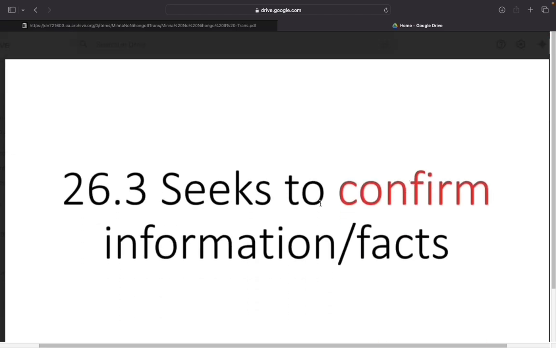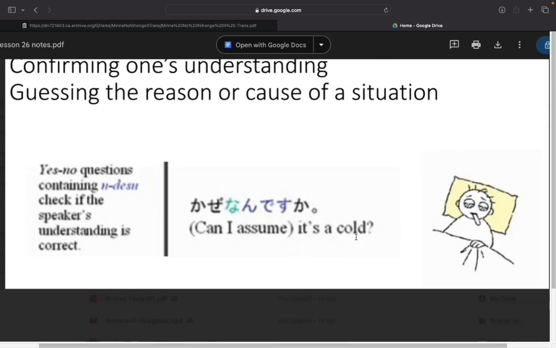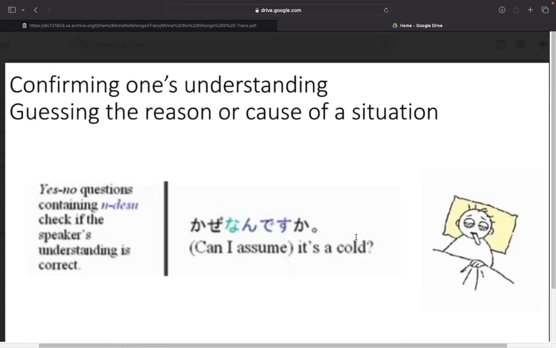Third use is to seek to confirm information and facts. For example, confirming one's understanding, or guessing the reason or cause of a situation. Yes/no questions containing n desu check if the speaker's understanding is correct.